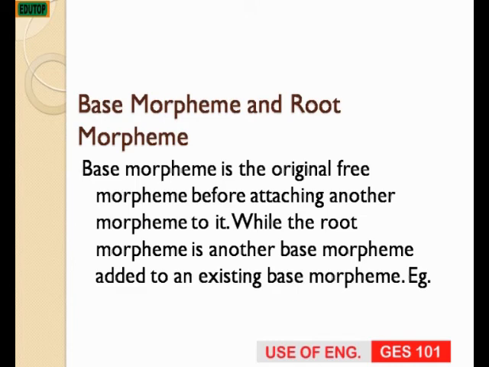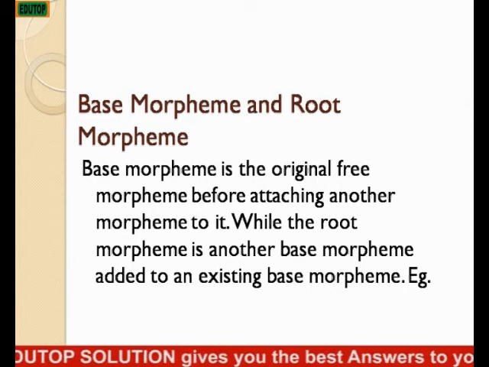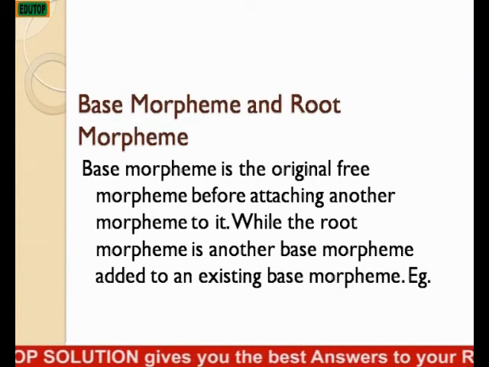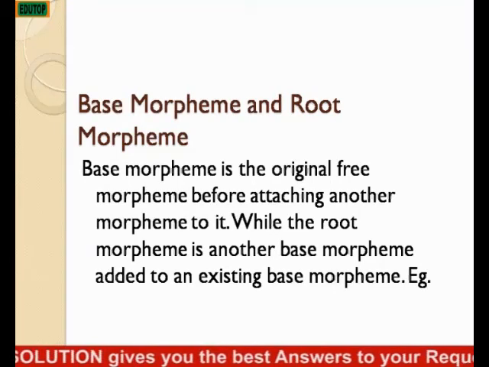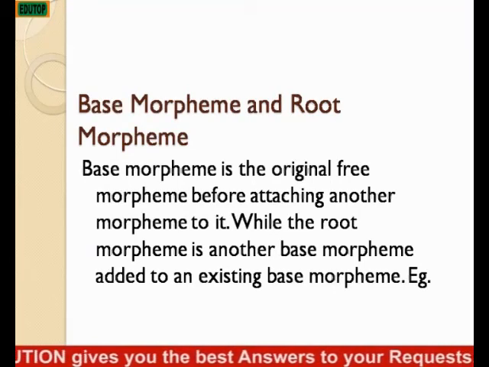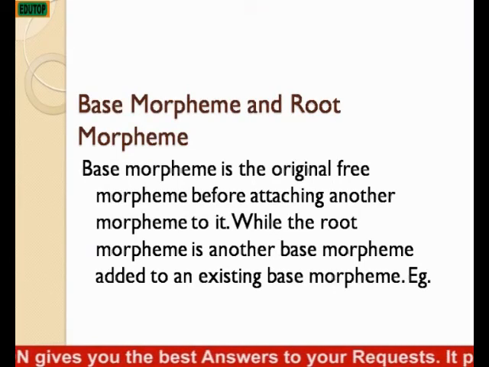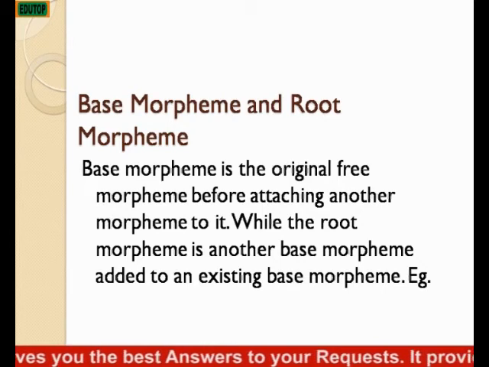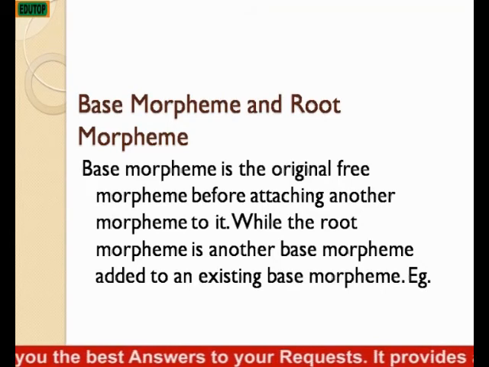Base morpheme and root morpheme. There is a slight difference between the base morpheme and the root morpheme. The root morpheme is the original free morpheme that makes up the root morpheme. So when you have a root morpheme, you are having a combination of two base morphemes. Two base morphemes would give you a root morpheme. Now let us see the examples.